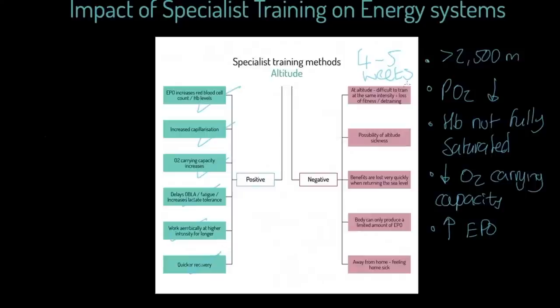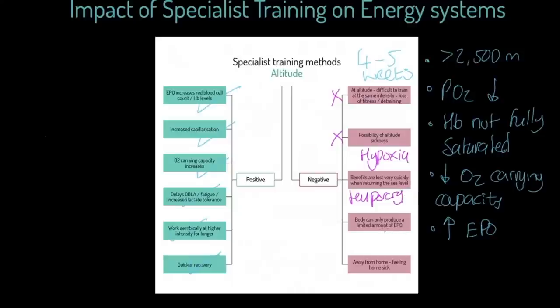At altitude, it's difficult to train. This stuff makes it hard. This is a negative, okay? We can't even sort of detrain when we're up there, suffer reversibility. We might experience hypoxia. Let me put that term in for you. Hypoxia is altitude sickness. The benefits are lost quickly, or we could simply say it's temporary. Now, this is also why people will come down from altitude 1 to 2 days before their event.